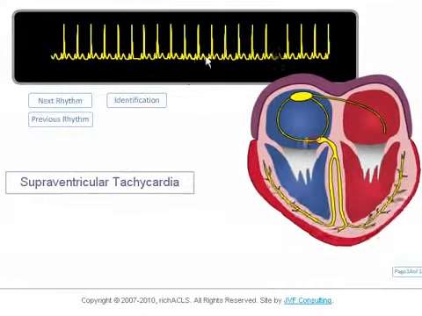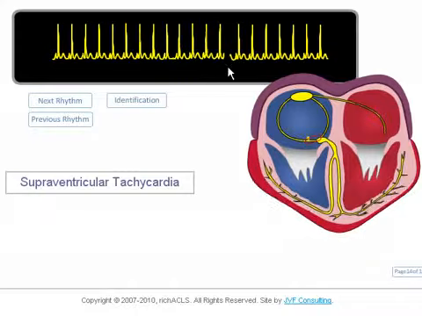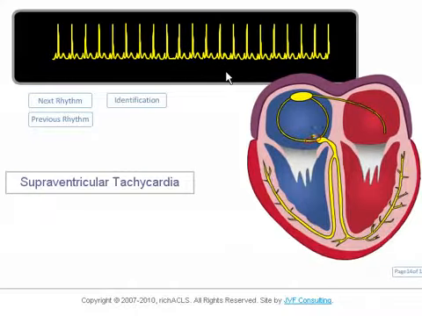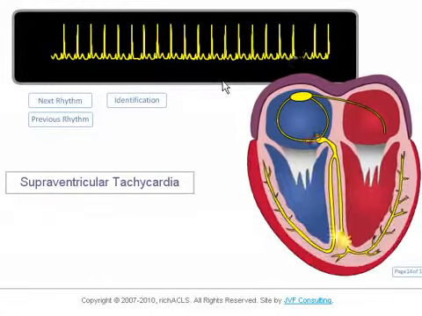In this first rhythm, supraventricular tachycardia, we have a fast, regular rhythm with a P wave in front of every QRS. The PR interval is constant with the normal width, although hard to see with the fast rate. The QRS is narrow, and the rate is about 180.